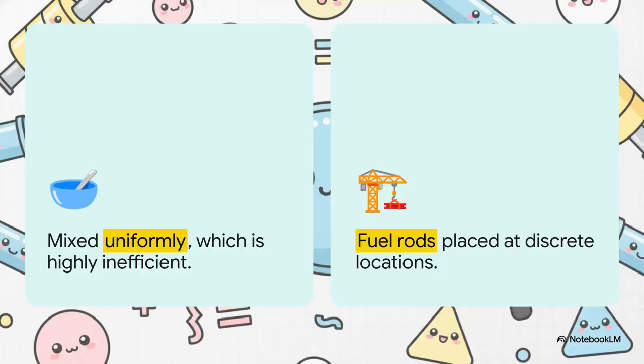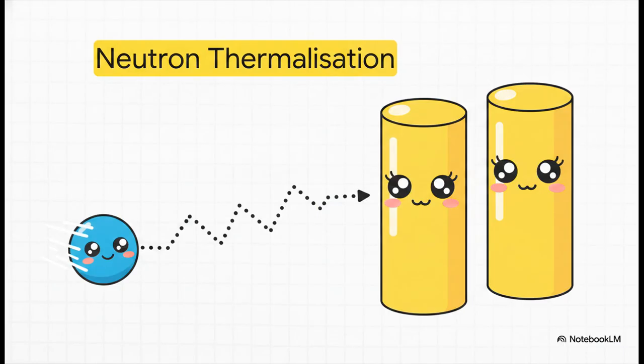You might be wondering, why design it this way instead of just pouring everything into a giant vat? Well, early on, in theory, one might have considered a homogeneous mixture, just mixing the fuel, moderator, and structural materials uniformly together. But as our source quickly points out, that is highly inefficient for those crucial math formulas we just looked at. Instead, engineers use a heterogeneous lattice. They place distinct bundles of fuel rods at discrete, carefully calculated locations within a surrounding pool of the moderator. So the crucial point is that reactors aren't just big vats of mixed-up material. Their geometric layout physically forces the math to work in our favor.